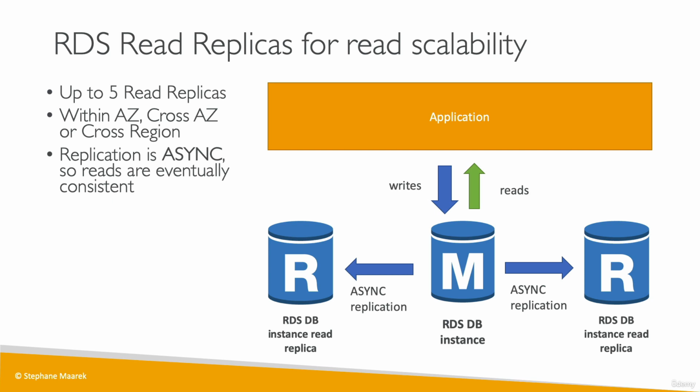What that means is that, for example, if your application reads from the read replica before they had the chance to replicate the data, then you may get old data. And this is why it's called eventually consistent asynchronous replication.